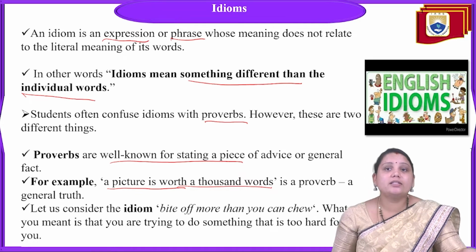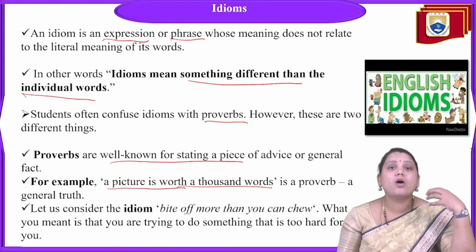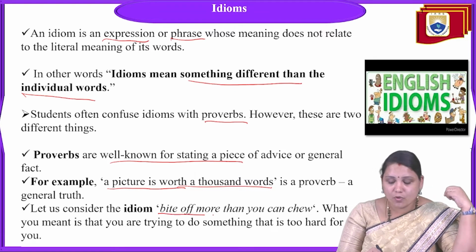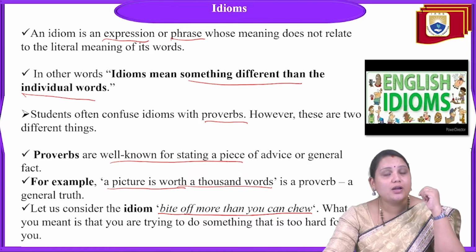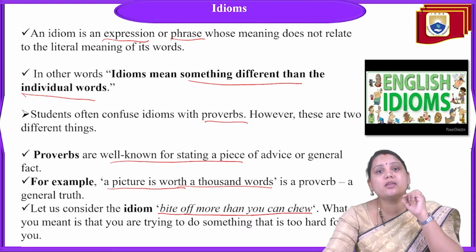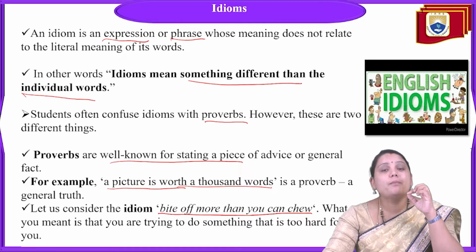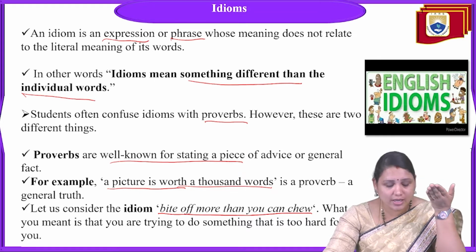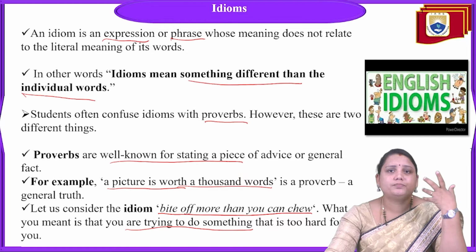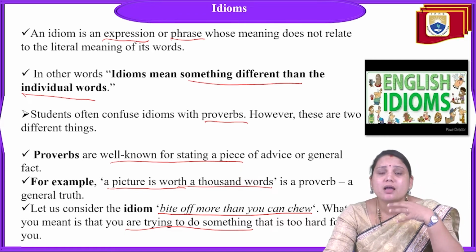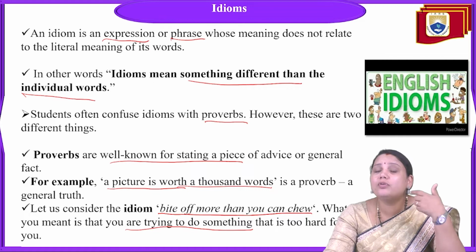Then, let us consider the idiom. Now, let us try to understand what an idiom is. Bite off more than you can chew. If we go by the general, literal meaning of this sentence, what does it mean? Bite off more than you can chew; you are biting off more than you can chew. But what is meant is that you are trying to do something that is too hard for you. That is the meaning of this idiom, but the literal meaning portrays something else.